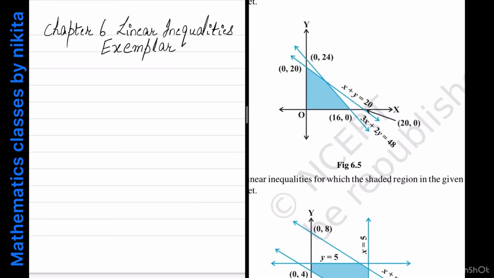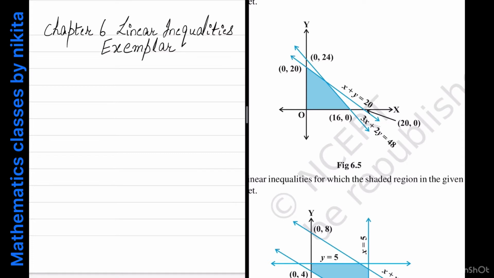So here also you can see that we have two lines. One line is x plus y equal to 20, and this line is your 3x plus 2y equal to 48. Okay, so we have two lines.